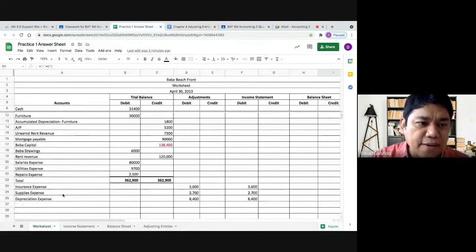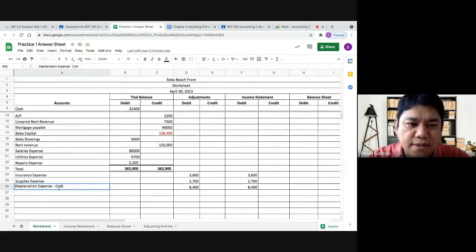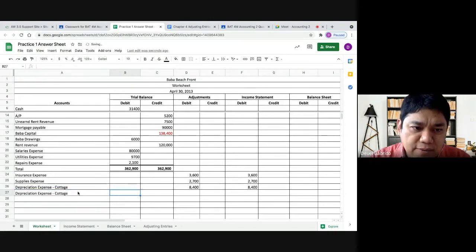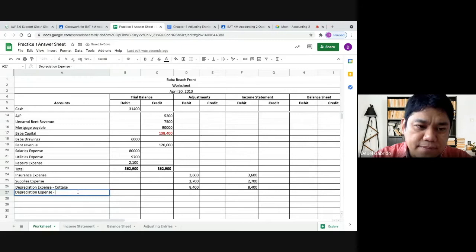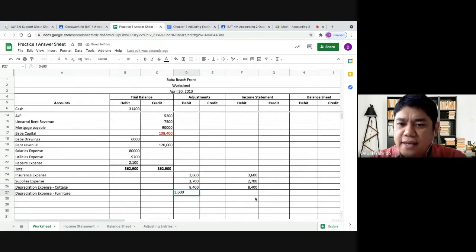Okay, so I think depreciation expense is not on the list of expenses. Let me just add first the cottage here. Okay, this one is depreciation expense. The second one is for the furniture. Furniture. Okay, and the answer is 3,600 here. And another 3,600 over here. Ask question, guys, if there is, okay?